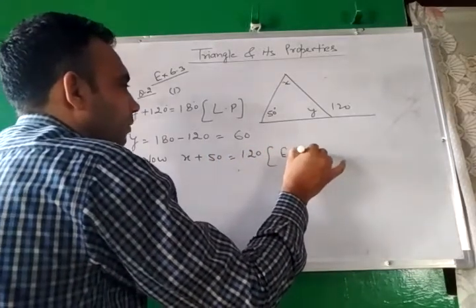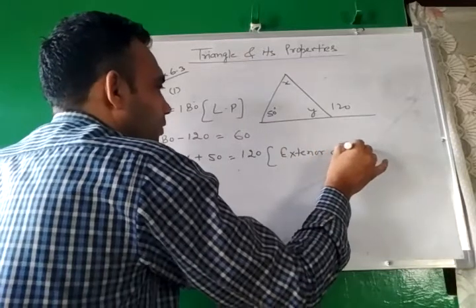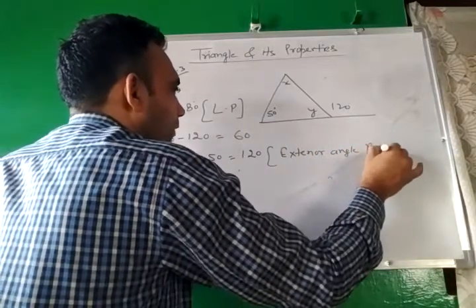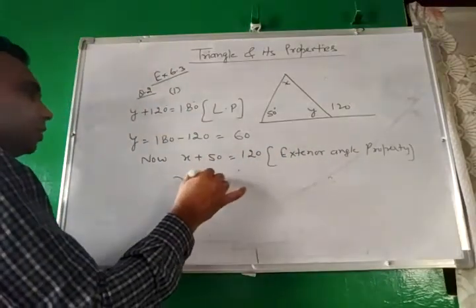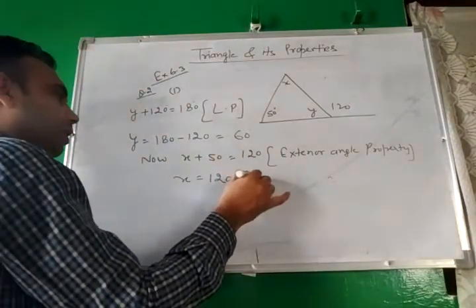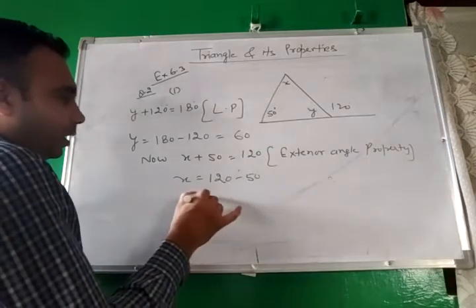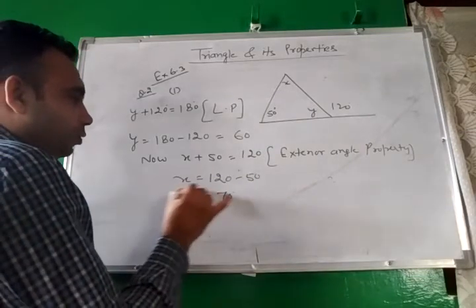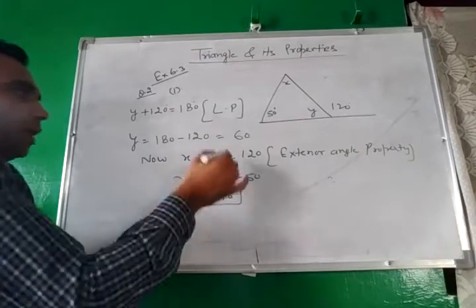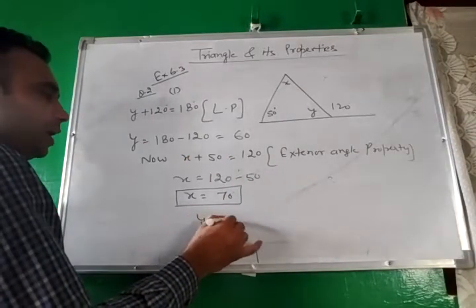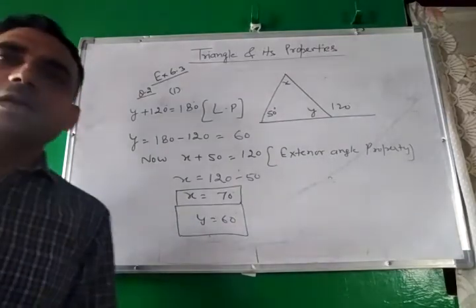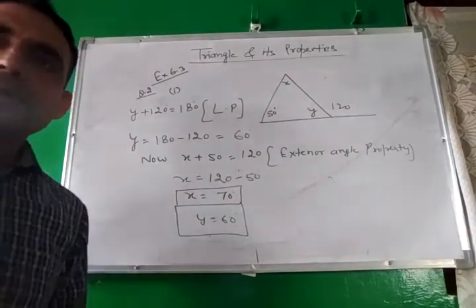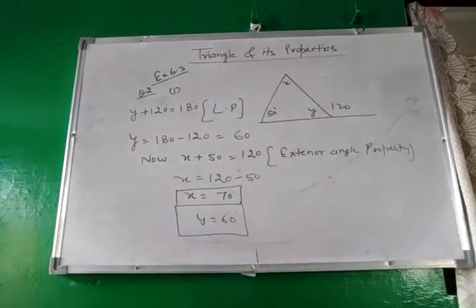Which property? Exterior angle property. So what do we get? x is equal to 120 minus 50, that is, x is equal to 70 degrees. So x is equal to 70 and y is equal to 60 degrees. These are the values of x and y.